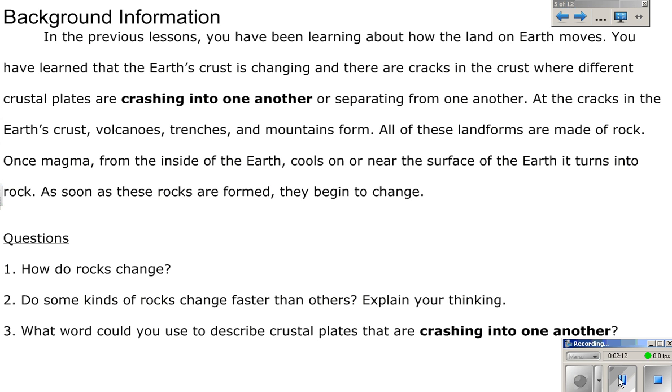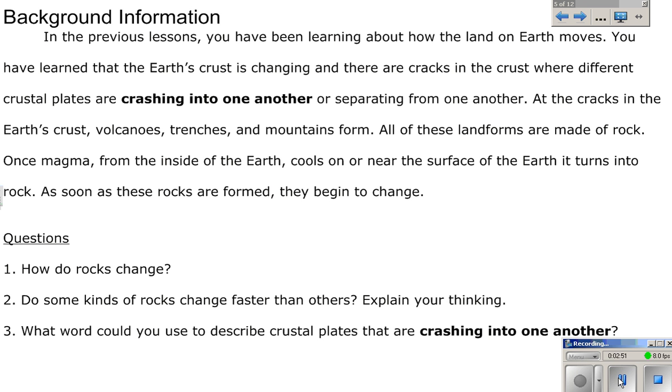Background information. In the previous lessons, you have been learning about how the land on Earth moves. You have learned that the Earth's crust is changing and there are cracks in the crust where different crustal plates are crashing into one another or separating from another. At the cracks in the Earth's crust, volcanoes, trenches, and mountains form. All of these landforms are made of rock. Once magma from inside the Earth cools on or near the surface of the Earth, it turns into rock. As soon as these rocks are formed, they begin to change.